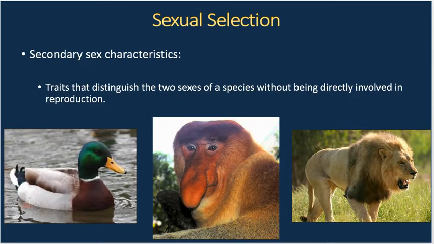Sexual selection results in something called secondary sex characteristics, which are traits that distinguish the two sexes of a species without being directly involved in reproduction. So these are the traits like the brightly colored head on this mallard duck, the mane over here on the lion, the nose that we see here in the male proboscis monkeys. These are the secondary sex characteristics.